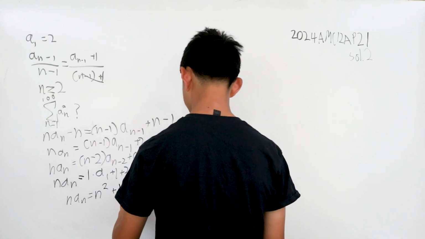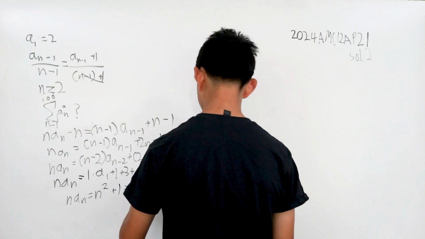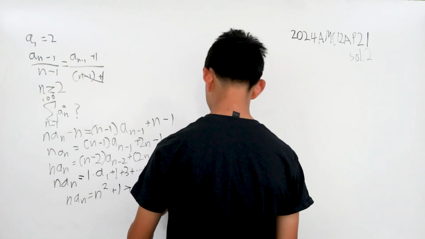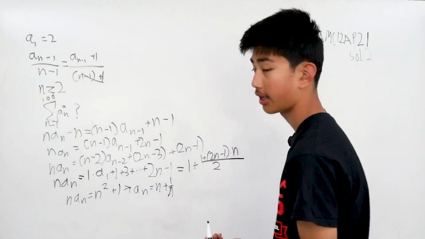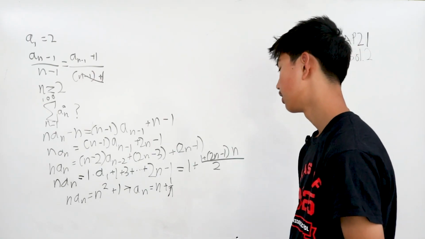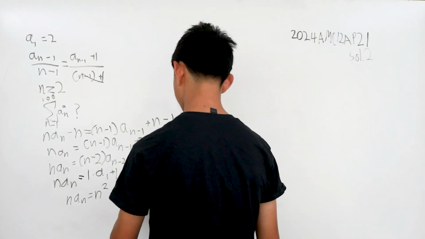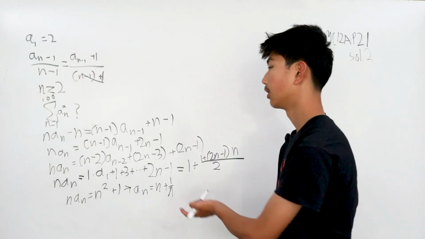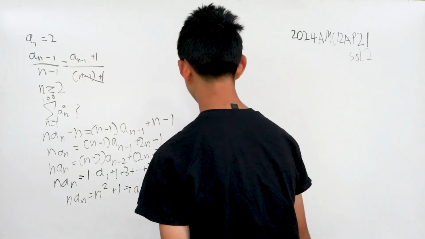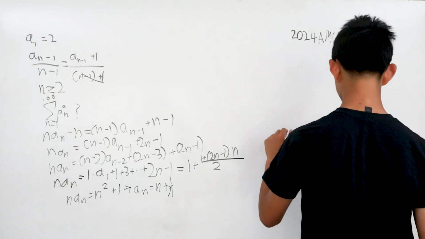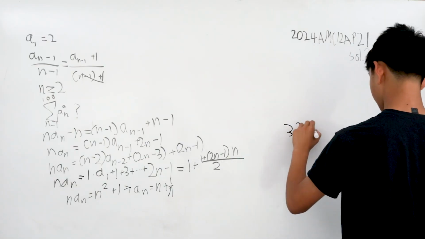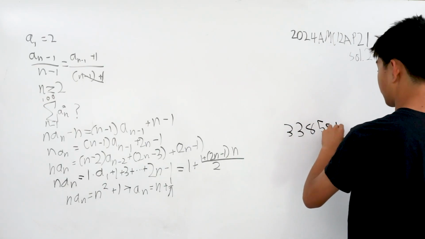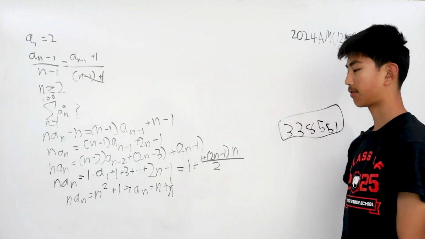Therefore, a_n is equal to (n squared plus 1) over n, and then we can use the same thing we did before to deduce this value right here, which is 338,551, which is going to be our answer for this problem.